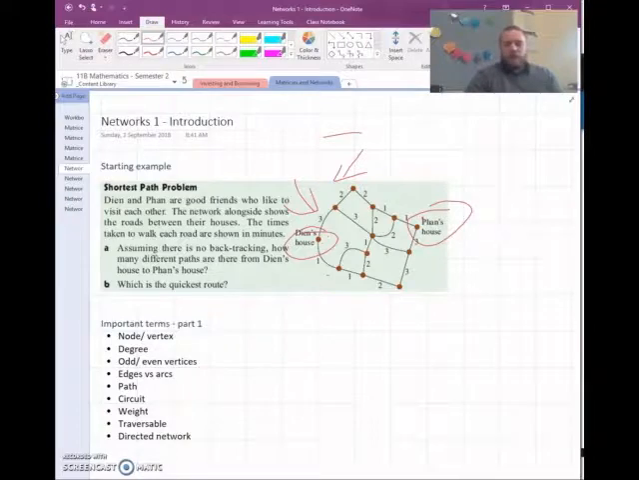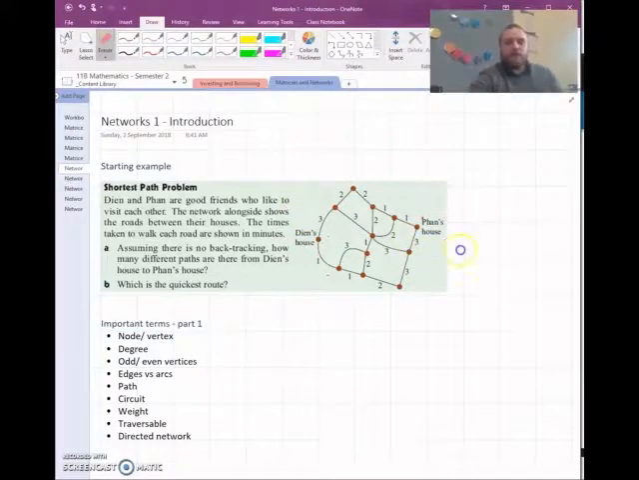route? So obviously we could do trial and error, but the study of networks, or sometimes called graph theory, is a way of using mathematics to solve these problems more efficiently. So we'll first just look at the information around some important terms. I'll go through this one at a time, trying to be quite slow and clear.